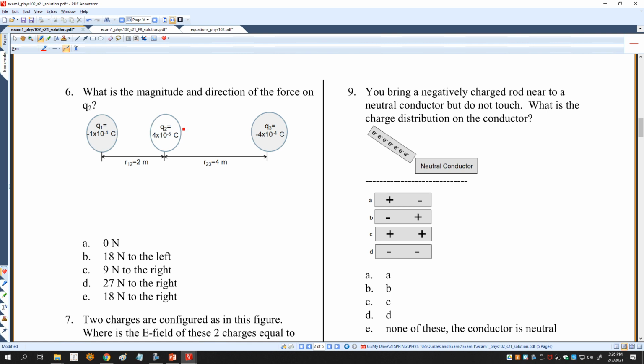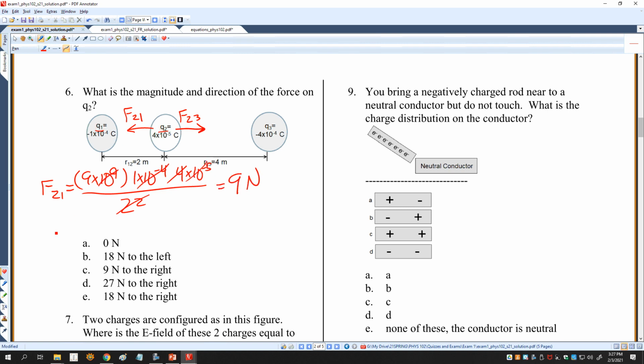Let's just calculate it. So this is going to be F23. And this is going to be F21. F21 is the force on Q2 due to Q1. F21 is 9 times 10 to the 9th, 1 times 10 to the -4, 4 times 10 to the -5, divided by 2 squared. I can get some cancellations here. Boom, boom, boom. That's just 9 newtons.